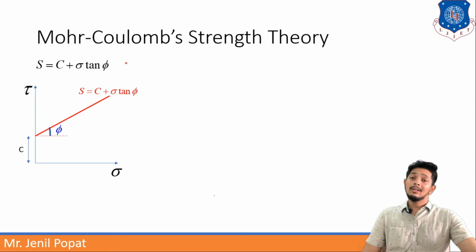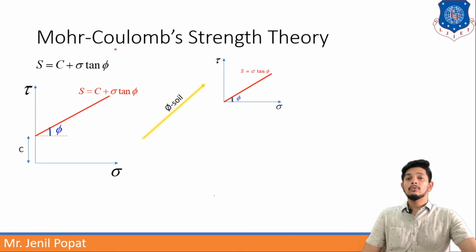Now it will depend on your type of soil, how the soil is behaving. Let us say a phi soil. For phi soil, which is also known as cohesionless soil, cohesion C is 0, so it will give you a chart like this, tau versus sigma, where the cohesion is 0, so there is no constant height of the graph. It goes directly like this, and here the shear strength S will not depend on C, it will only depend on sigma tan phi.